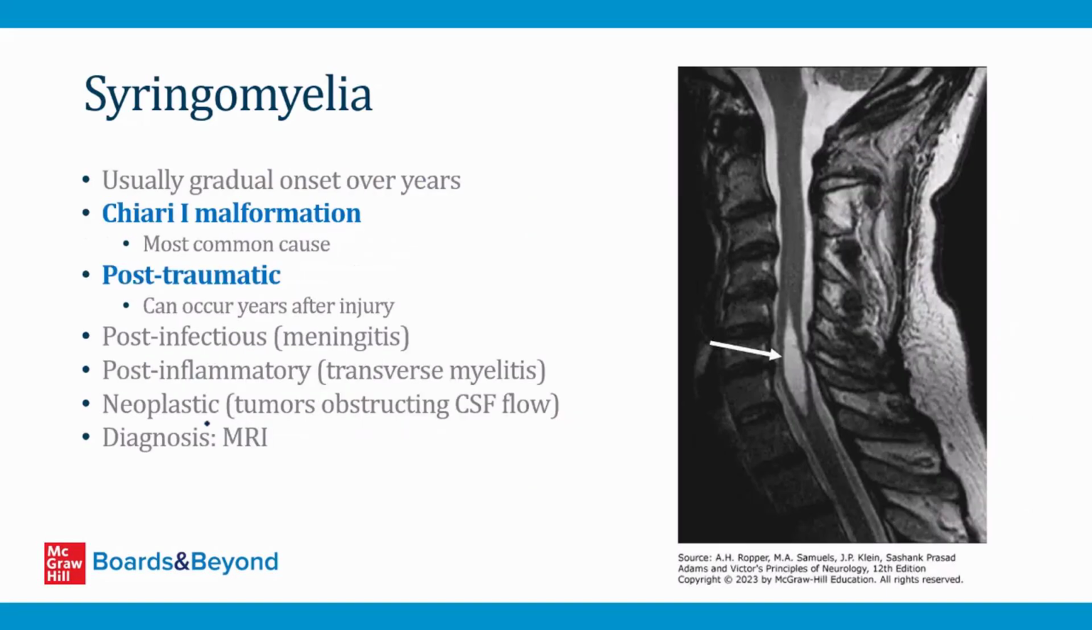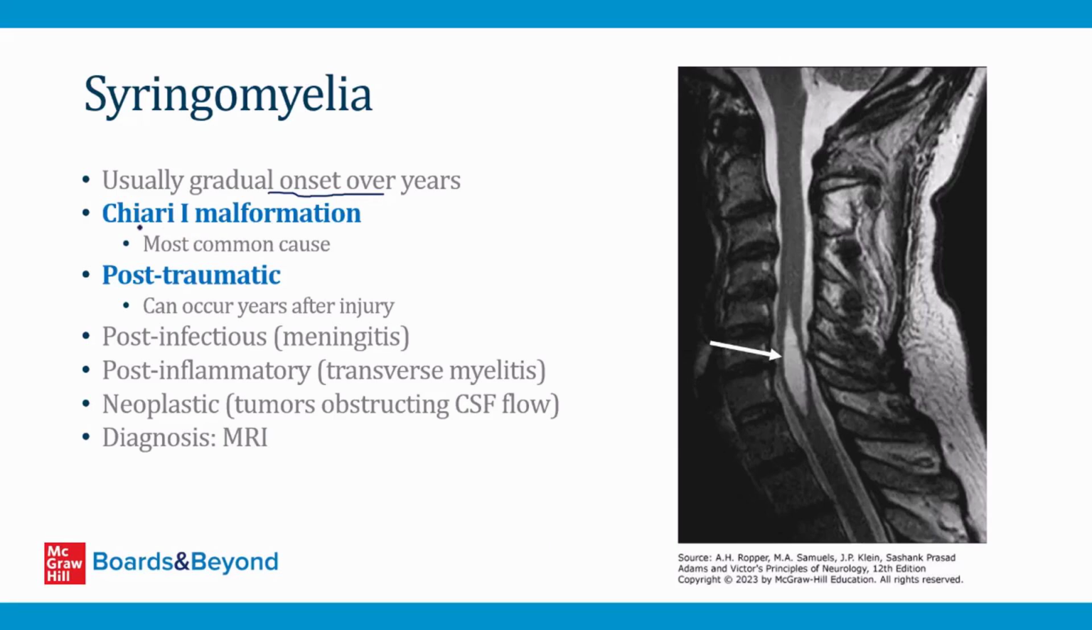So as I said before, usually these cavities develop slowly over years, and this is an important clue in a question. If they describe something that came on acutely over the last few days or hours, then they're talking about polio or anterior spinal artery occlusion or something like that. If they talk about something that develops slowly over years, then they could be talking about syringomyelia.